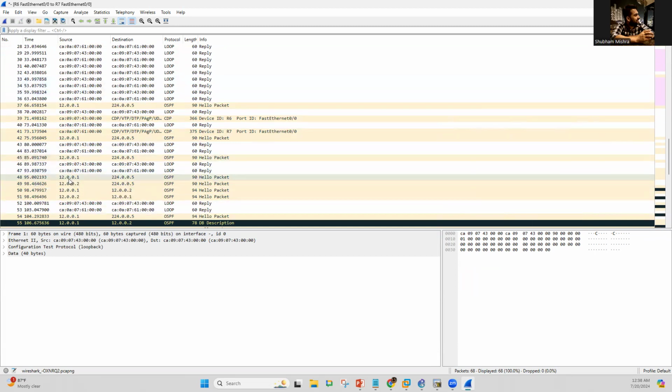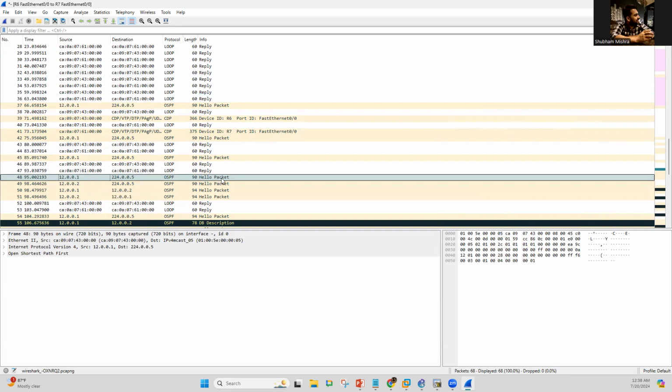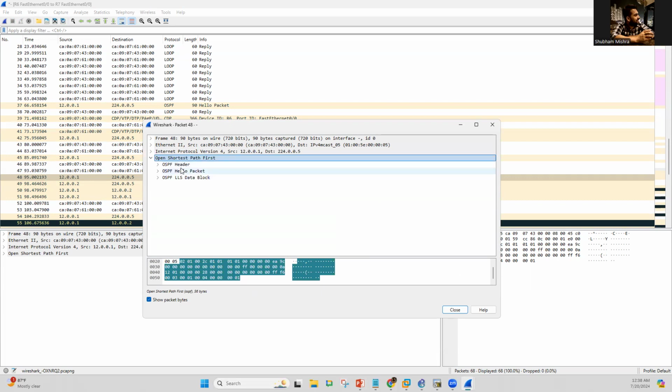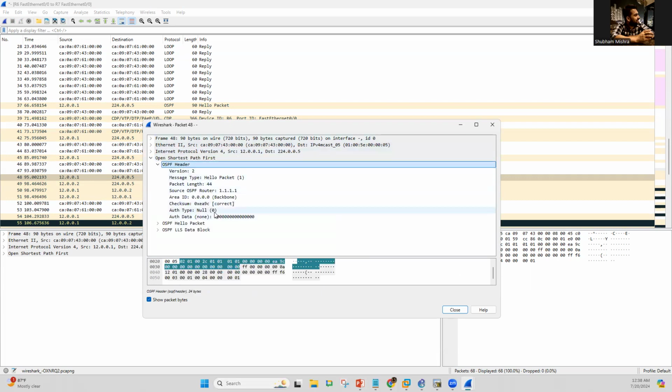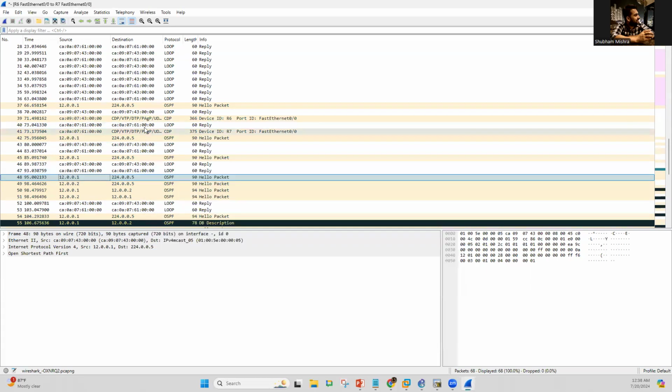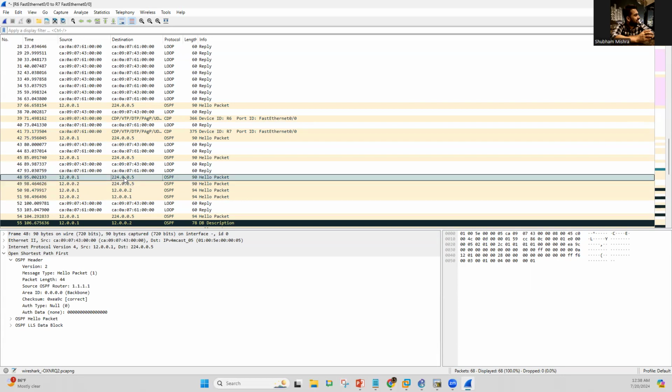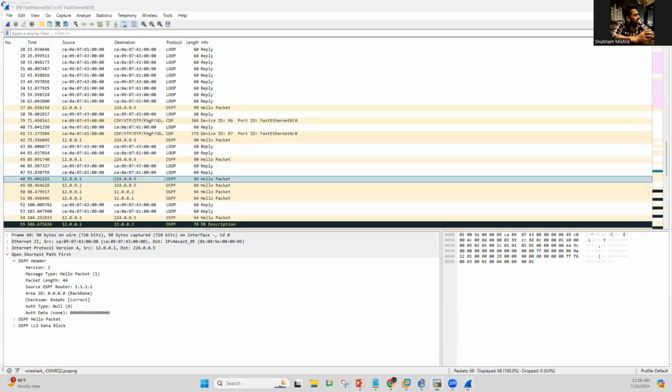See, router number 1, 12.1, shares one OSPF hello packet. Yes or no, everyone? Router 1 shares one hello packet. In the hello packet, these are the neighborship parameters. Similarly, R2 sends the hello packet. What is the source IP address? 12.1, and the destination IP address is 224.0.0.5. That is the multicast IP address.